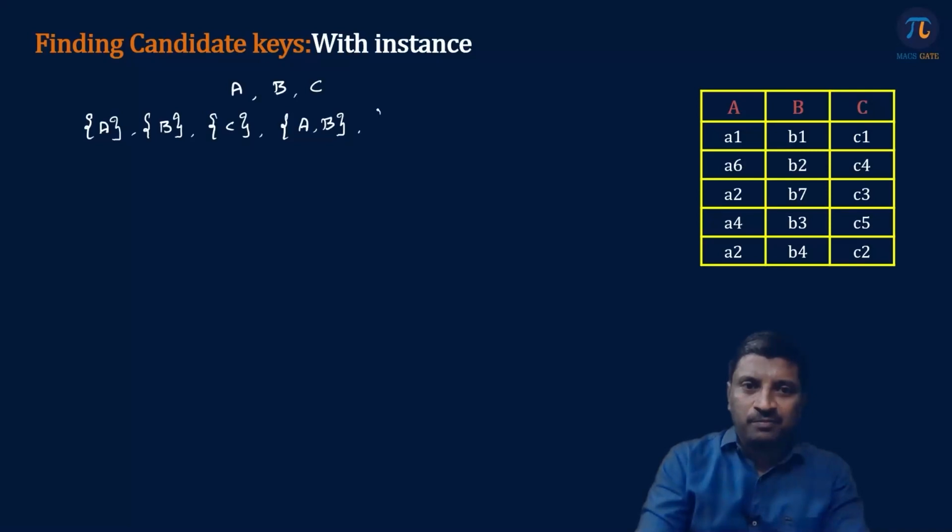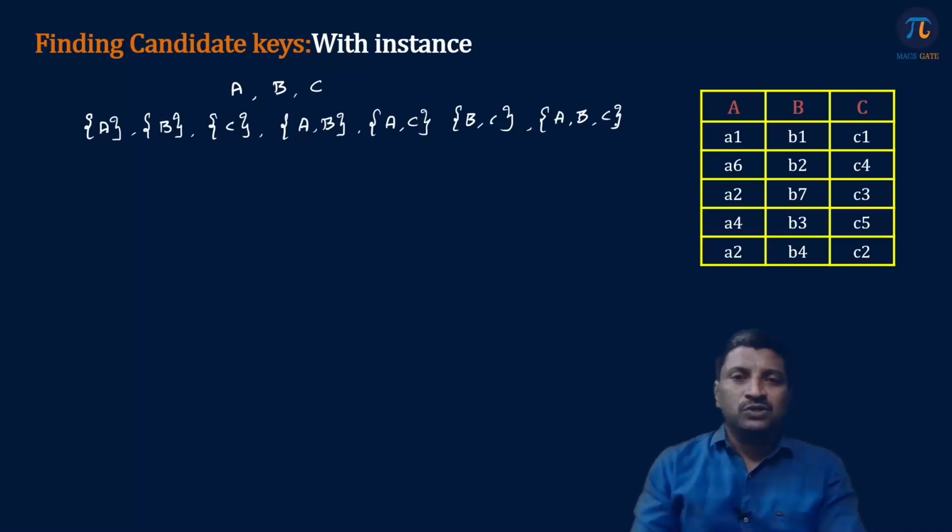One is AB, one is AC, and the next one is BC. And what about the set with 3 attributes, sir? We have this one. Okay, so this is the first step, sir. After that, a candidate key is the minimal set of attributes which will identify the records uniquely.